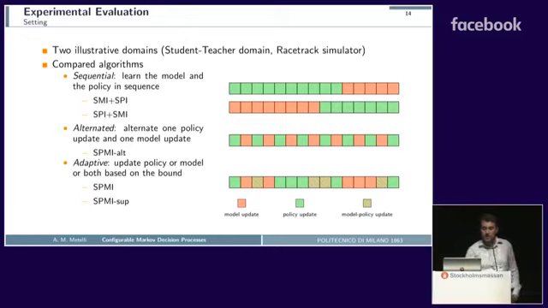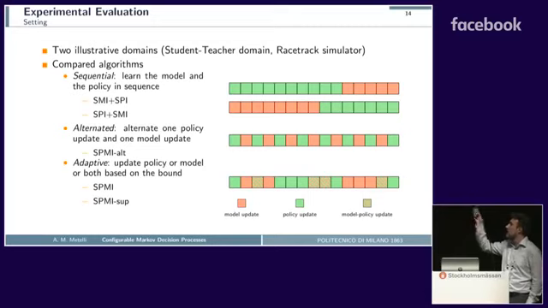Let us go to the experimental evaluation. We evaluated our algorithm in two illustrative domains in order to show the benefits of the environment configuration, and we compared several approaches for learning both the policy and the model. The sequential approaches basically first perform the policy learning, followed by the model learning, or vice versa. The alternating approach instead forces one step of policy update followed by one step of model update. And finally, the adaptive approaches try to optimize either the policy, the model, or both based on the bound value.